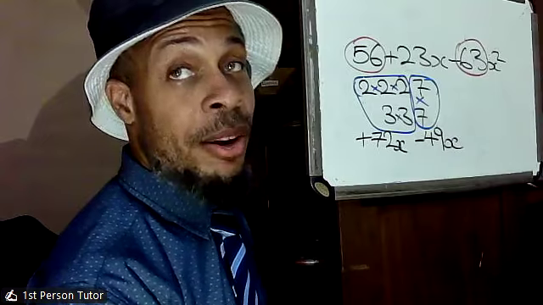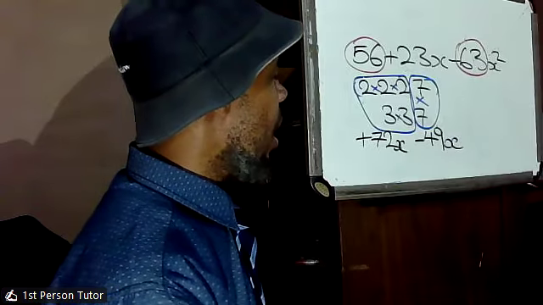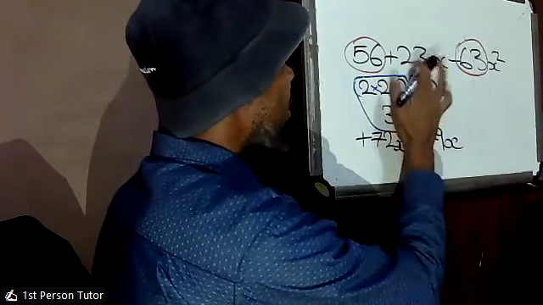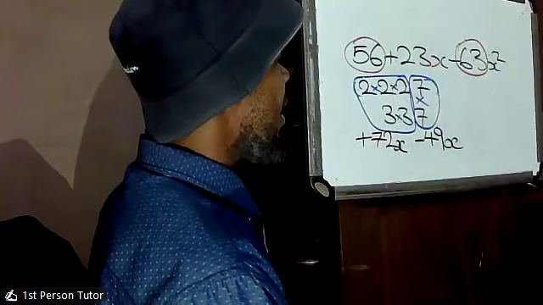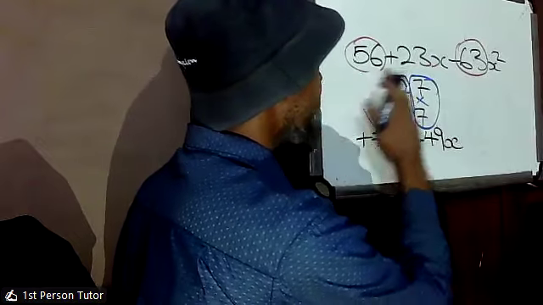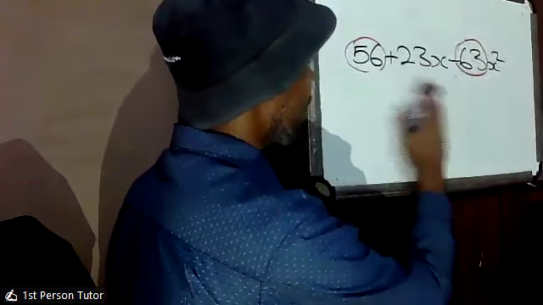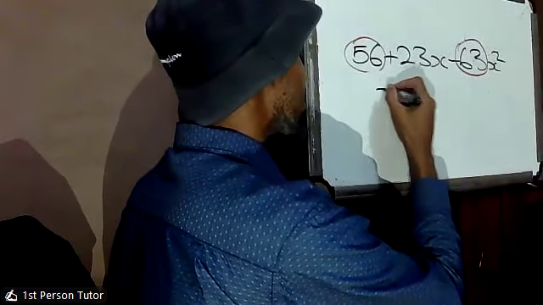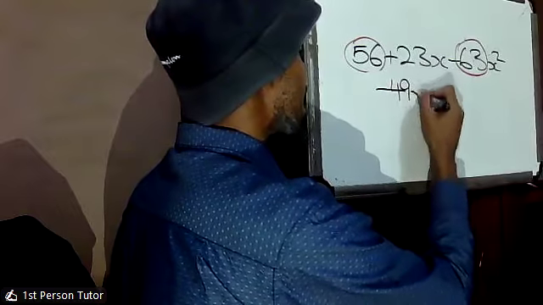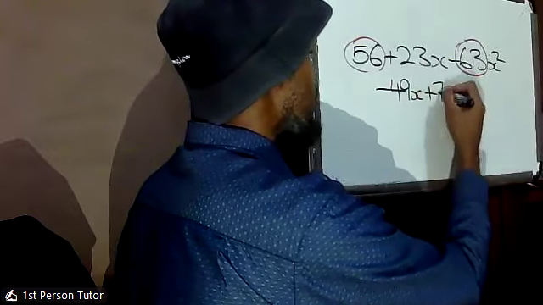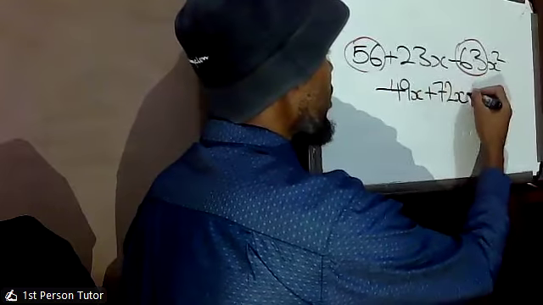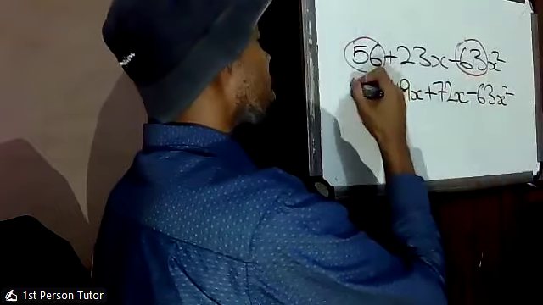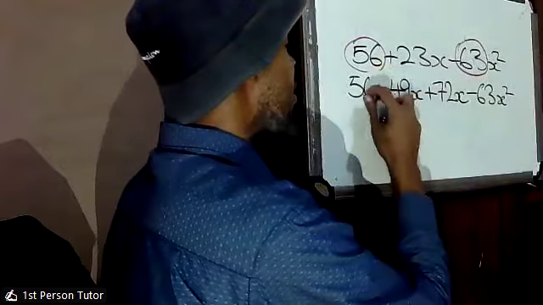So now that I've done all of that, I can safely place my replacement for plus 23 in the middle right there. Let me write it now. So I'll write minus 49x here, plus 72x here, minus 63x squared here, with the 56 being right here.